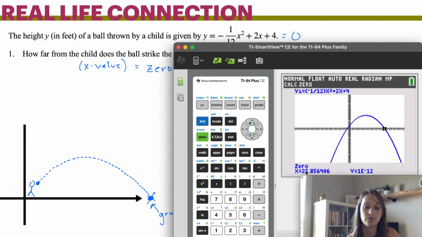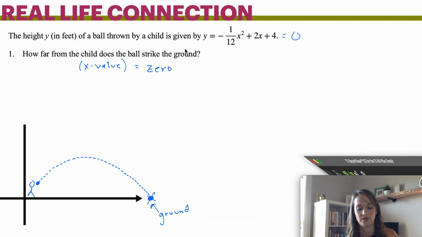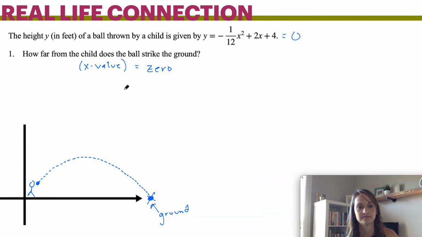So your 0 is 25.856. So we know that x equals 25.856, which means that it is going to travel almost 26 feet away from the child before it actually hits the ground.